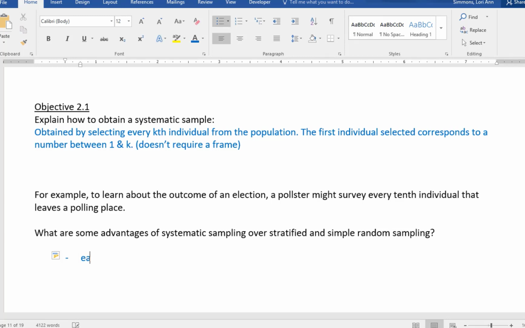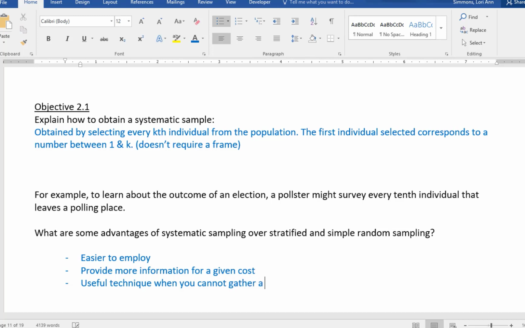Well, look how short of an explanation this was compared to stratified. So that's easier to employ. It could provide more information for a given cost. And it's a useful technique when you cannot gather a list of individuals in the population.